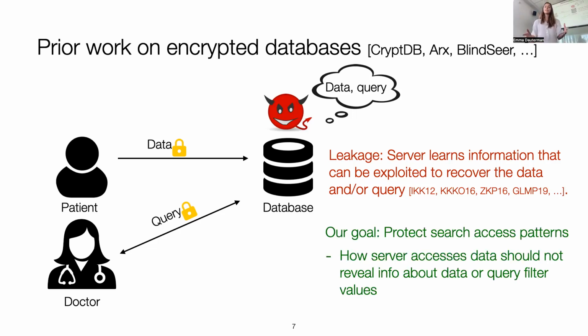And so our goal is to protect search access patterns. Importantly, how the server accesses data shouldn't reveal information about the data or the query results. So we want to be accessing this data obliviously, and how we access the data shouldn't reveal private information.